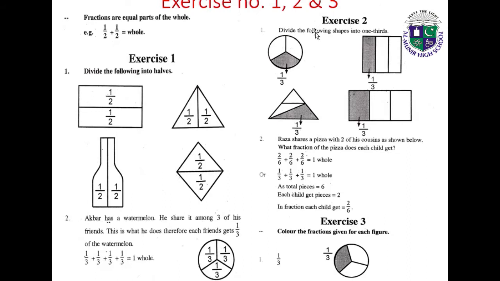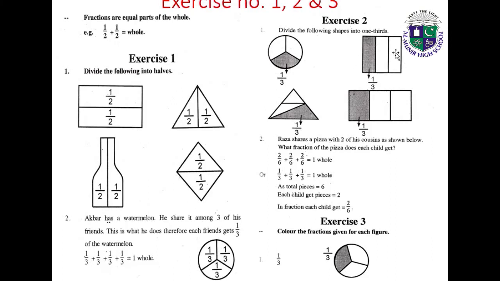Exercise number 2. Divide the following shapes into 1/3. 1/3, this value of 1/3. 1/3: 1, 2, 3, whole circle. 1 by 3, 1/3, 1 shape, 1 circle. One side is the shaded part, so 1 by 3rd is here. The box has one part shaded, 1, 2 and 3 parts. One part is shaded, so 1 by 3rd is your box.